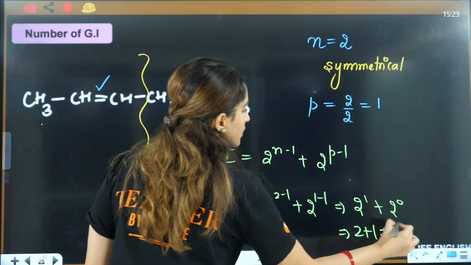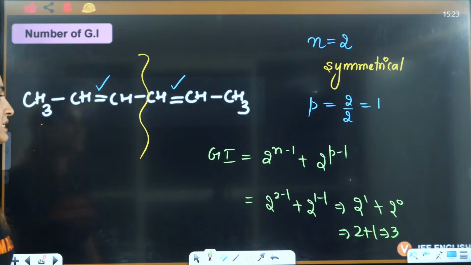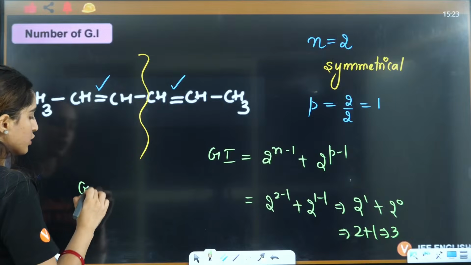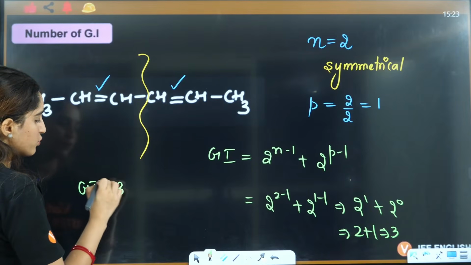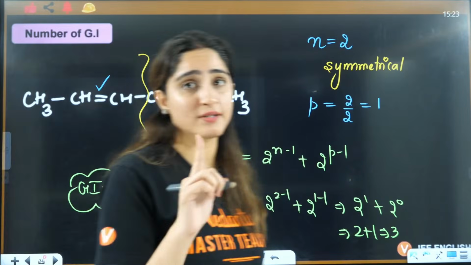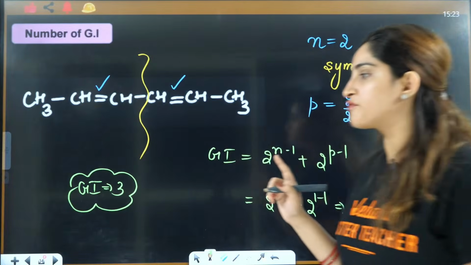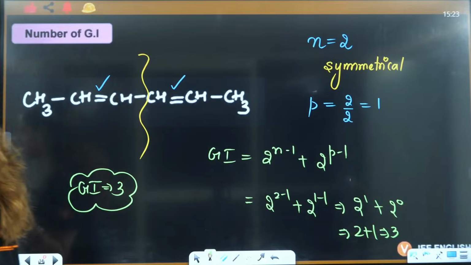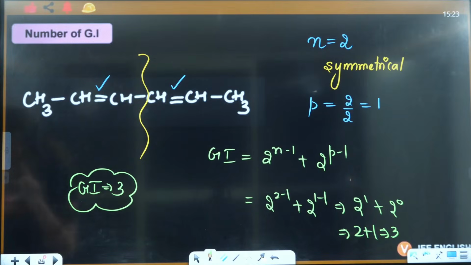That is 3. So the number of geometrical isomers is going to be 3. We are doing the calculation of GI here. Number of geometrical isomers is going to be 3, right? Okay, P is equal to n by 2. Very good, Abhishek, very good.